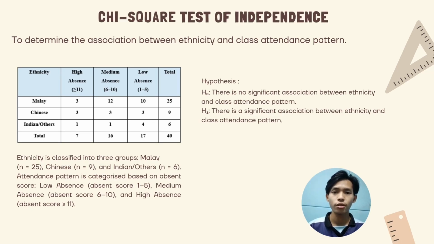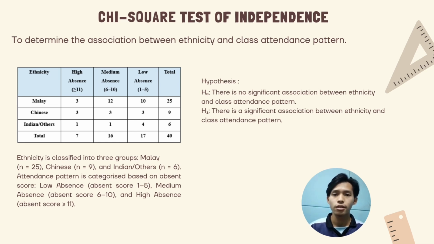To determine the association between ethnicity and class attendance pattern, we conducted the chi-square test, where we divided both variables into 3 groups. For ethnicity, we have the Malay group, Chinese group, and Indian or other ethnic group. For class attendance pattern, we have low absence, which is 1 to 5 absences in a week, medium absence, which is 6 to 10 classes missed in a week, and high absence, which is greater than or equal to 11 classes missed in a week.